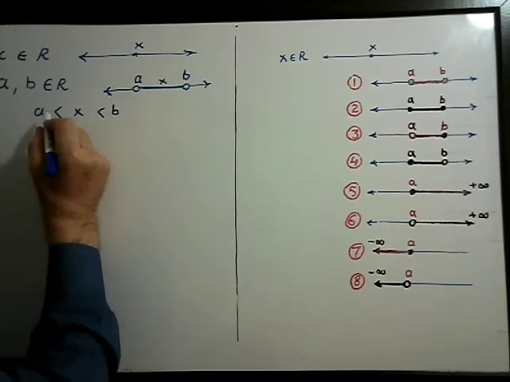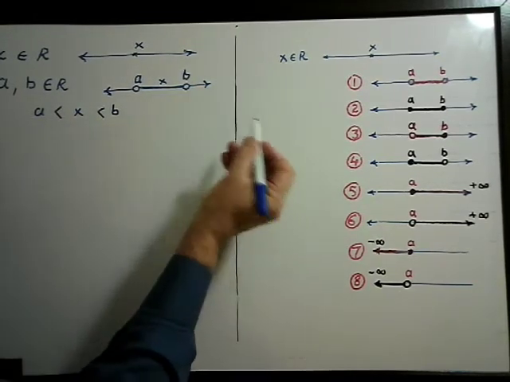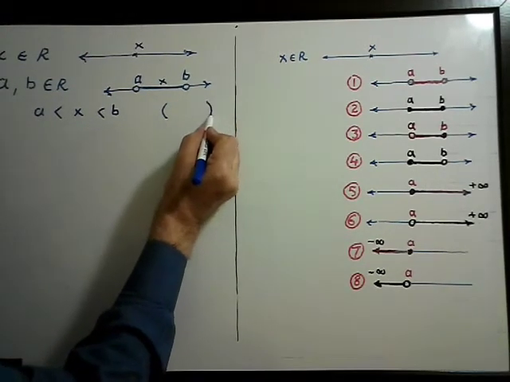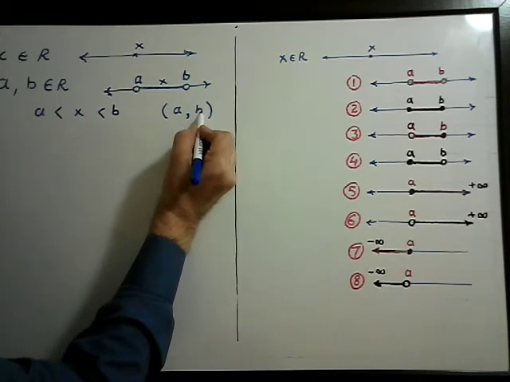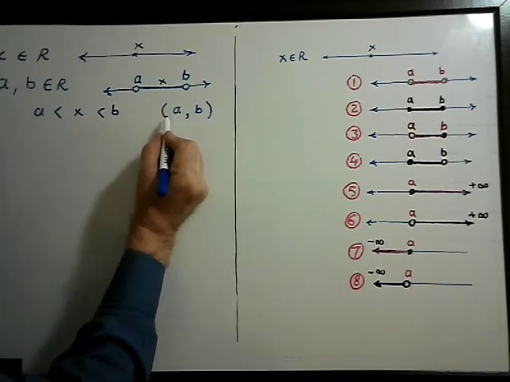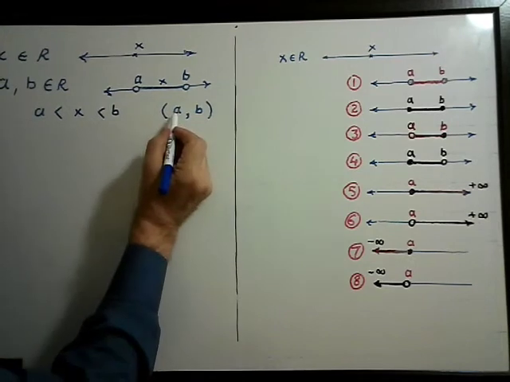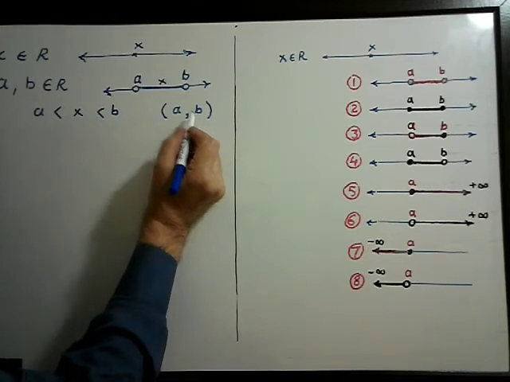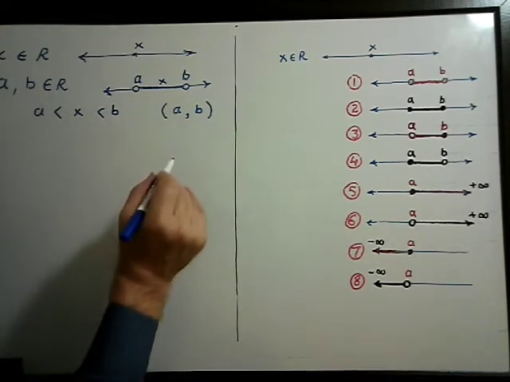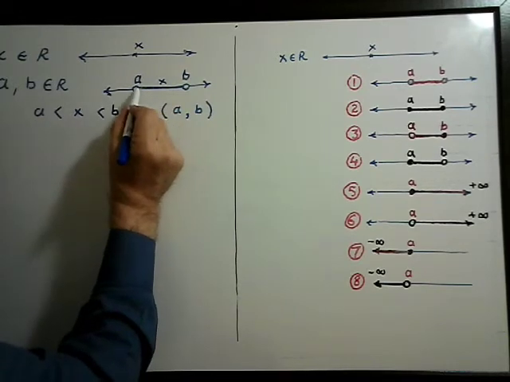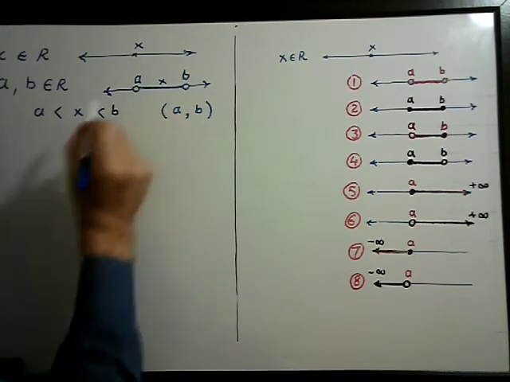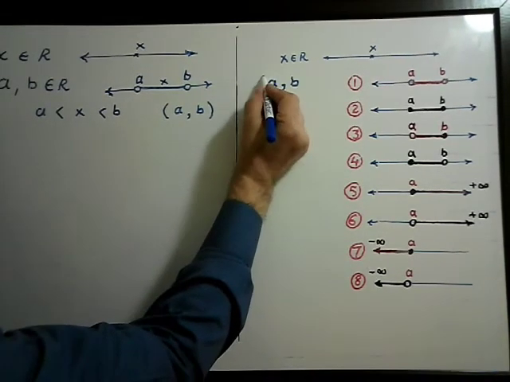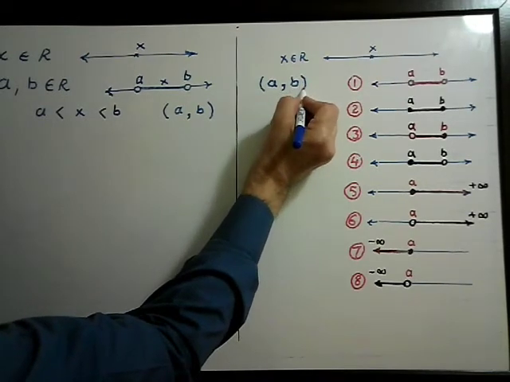And we can write this expression in a different way by using brackets around it like this. As we use these round brackets, that means a is not included and b is not included. I mean a and b are not included in the interval. Just the numbers between a and b are included. So this is the first kind, which is the open interval.